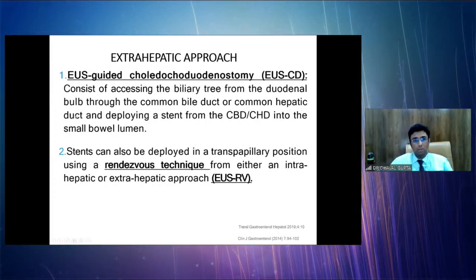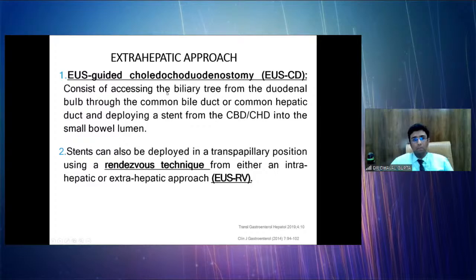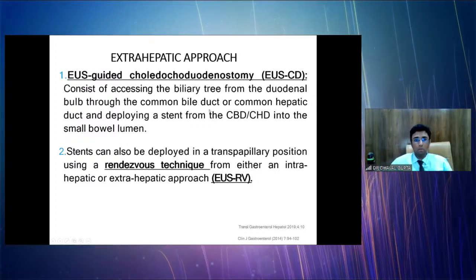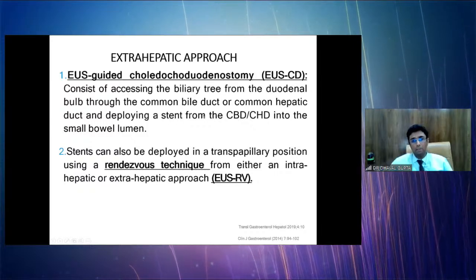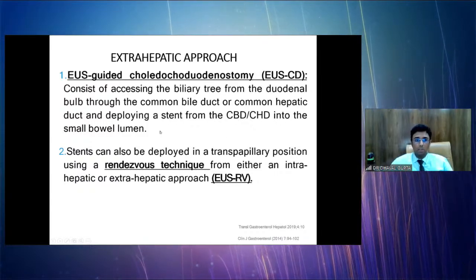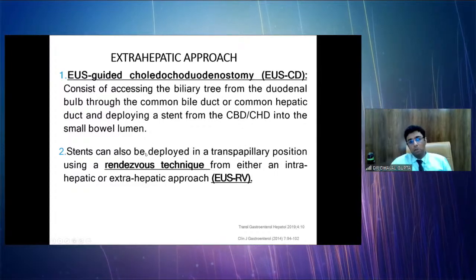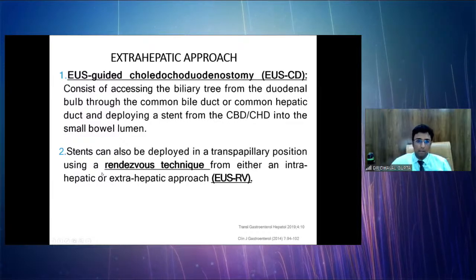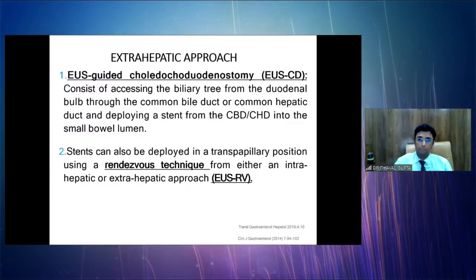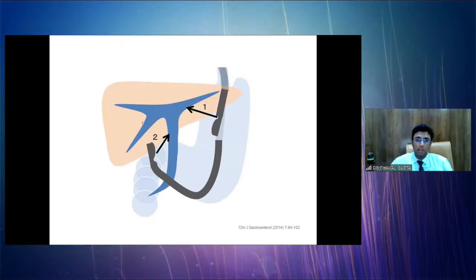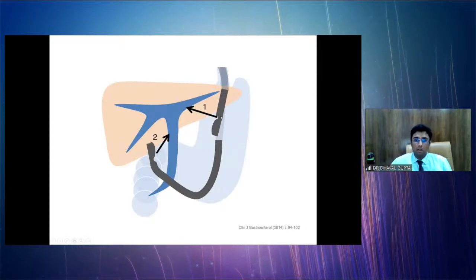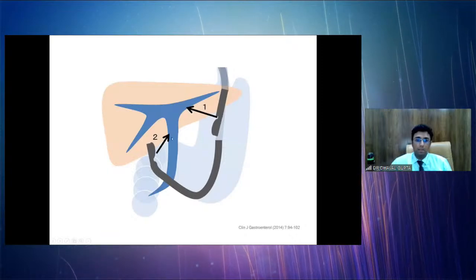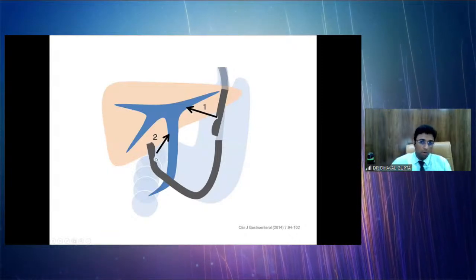Now the extrahepatic approach, US guided choledochoduodenostomy, consists of accessing the biliary tree from the duodenal bulb through the common bile duct or the common hepatic duct and deploying the stent from the CBD or CHD into the small bowel lumen. The stent can also be deployed in the transpapillary position using the rendezvous technique from either an intrahepatic or extrahepatic approach. So basically, it is showing that through the stomach, it is a hepaticogastrostomy, or it can be accessed through the choledochoduodenostomy.